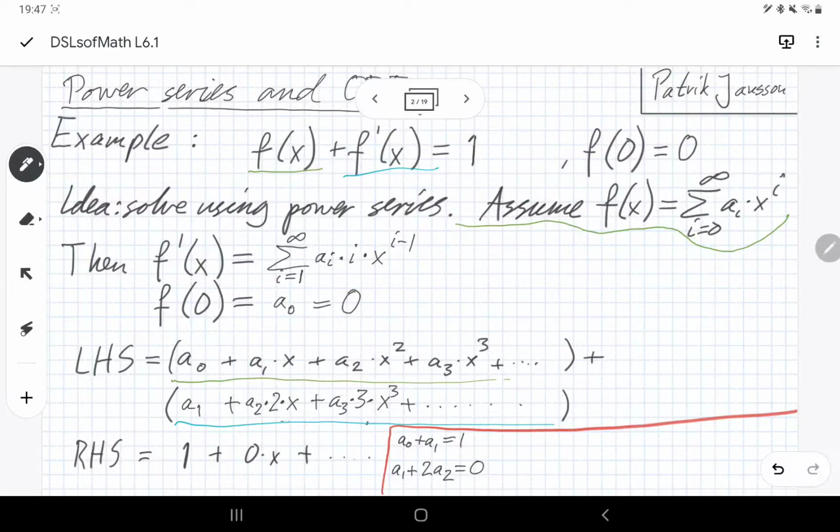Let's solve these two first and then move on. This is not a particularly difficult equation, especially since we know that a0 is 0. So if this is 0, then a1 has to be 1. Now we know a1, and then we can compute a2. The sum of 1, which is a1, and 2 times a2 should be 0. So a2 needs to be negative 1/2, because multiplied by 2, it should be negative 1. So a2 is minus 1/2.